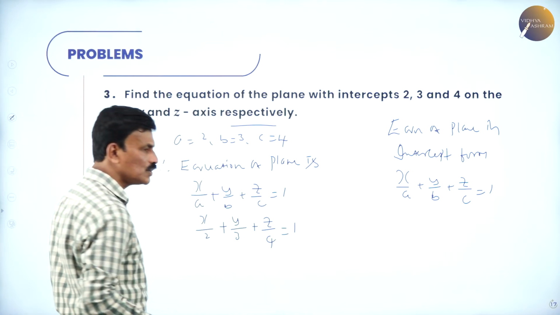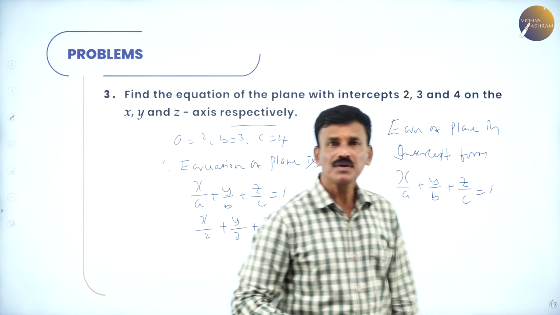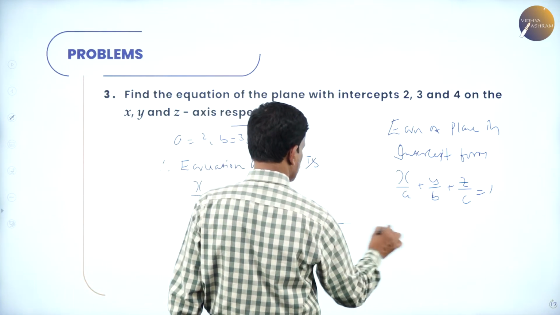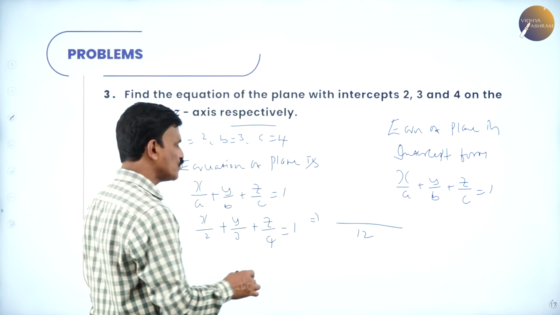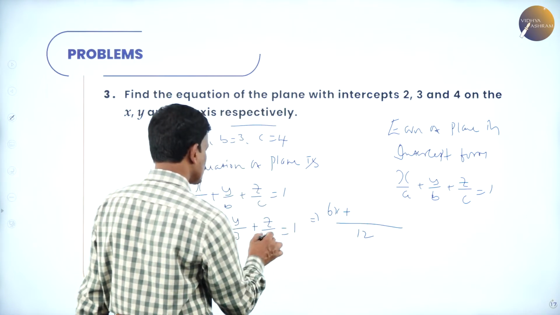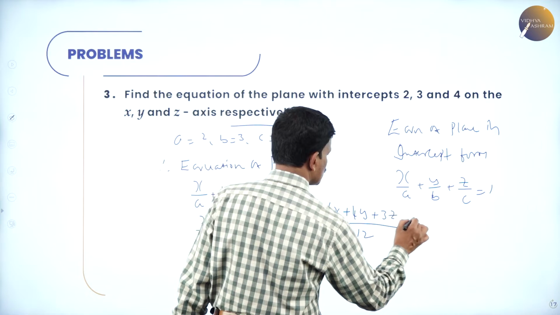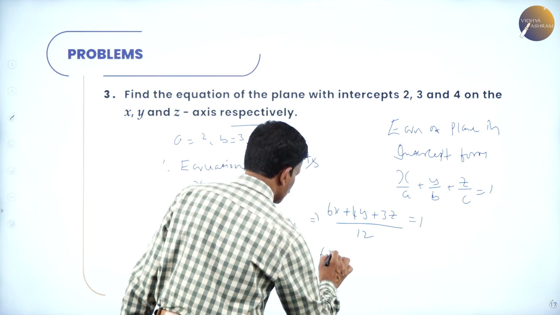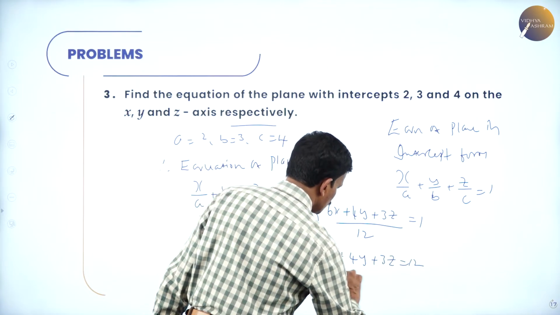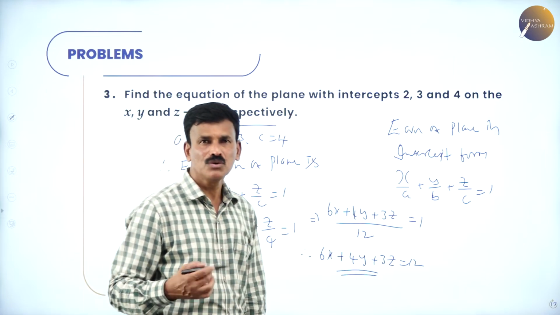Is equal to 1. So, if you want to simplify, you can take the LCM and simplify it. What is the LCM here? 12 is the LCM for 2, 3 and 4. So, 6x, this gets cancelled 6 times; 4y, since 4 3s are 12; 3z is equal to 1 over 12. Therefore, the required equation is 6x plus 4y plus 3z is equal to 12, the equation of the plane in the intercept form. That's it. Okay. Hope you followed.